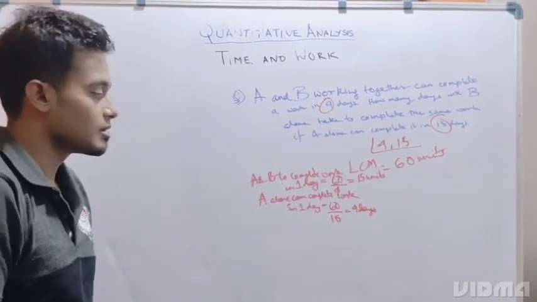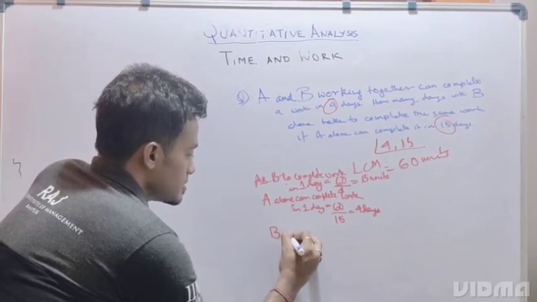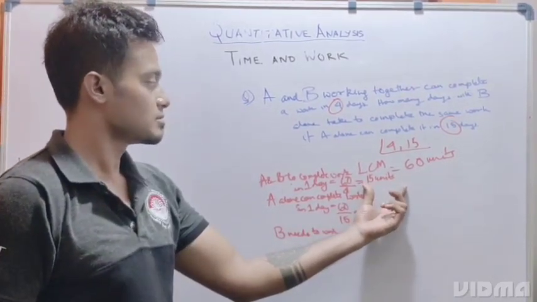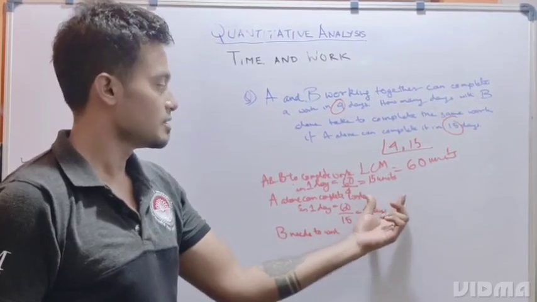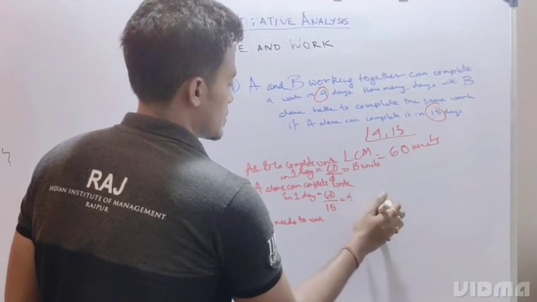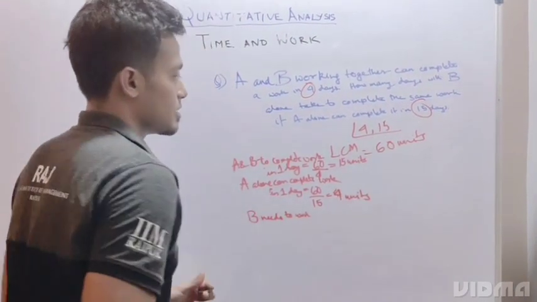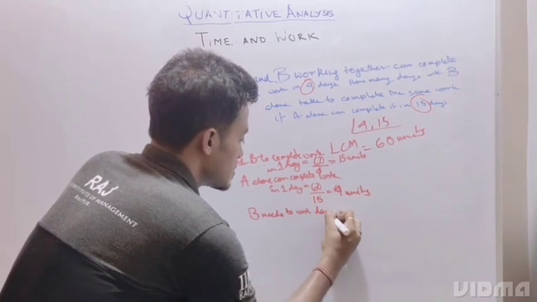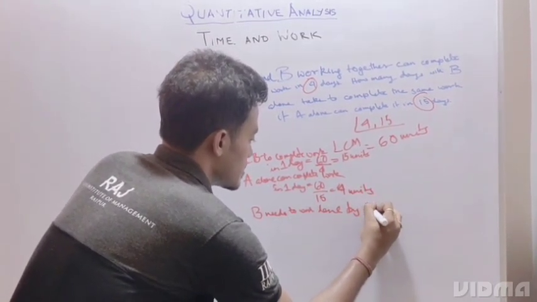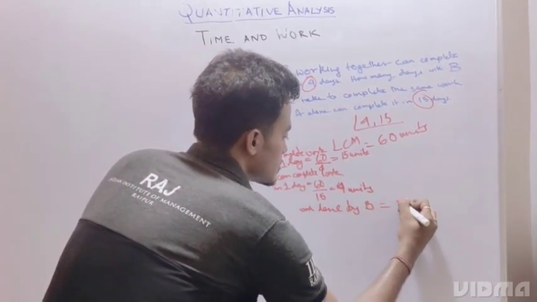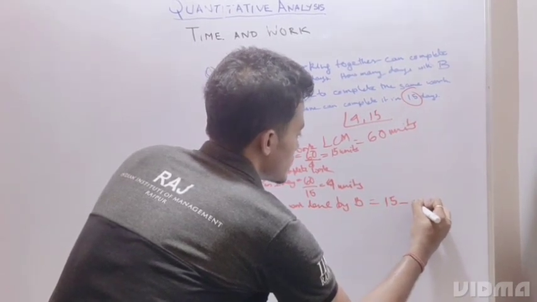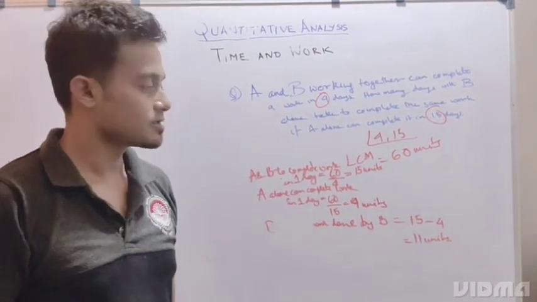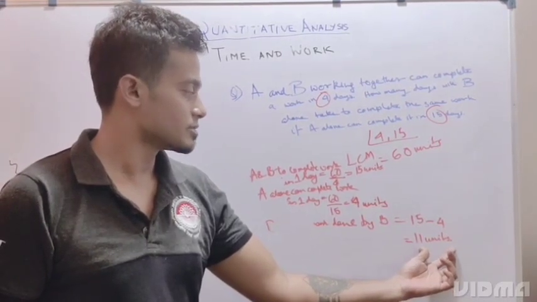So now it's simple. B needs to work, see, 15 units is the total that needs to be done. 4 units of work is already done by A. So work done by B will be equal to 15 minus 4, that is equal to 11 units, right? 11 units is the amount of work to be done, right?